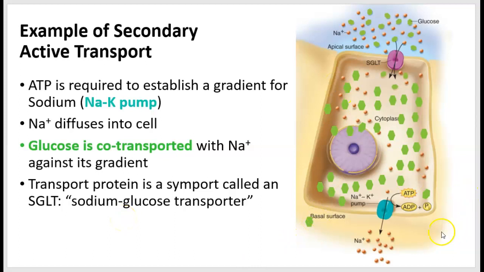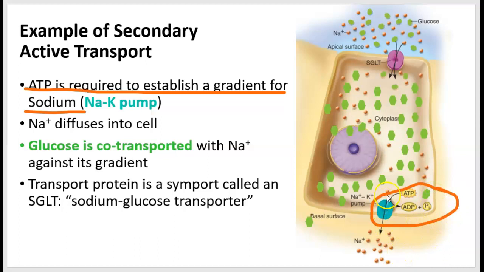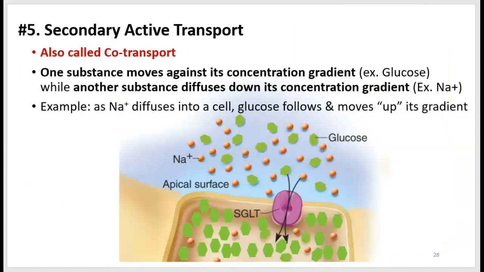But in order for there to be a sodium gradient, we have to break down ATP, and that's done at the bottom here, and that's the sodium-potassium pump. So sodium is continually pumped out and develops a high concentration on the outside, but elsewhere in the cell it's able to get back in and it just diffuses freely. This is called a sodium glucose transporter, and it's kind of important in diabetes and just glucose balance in general in your body.